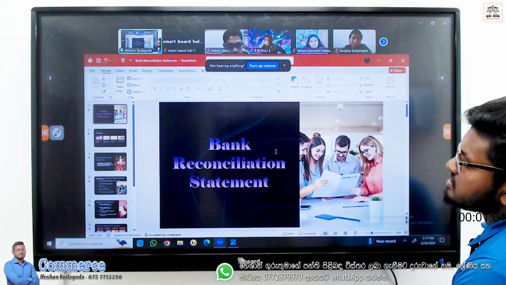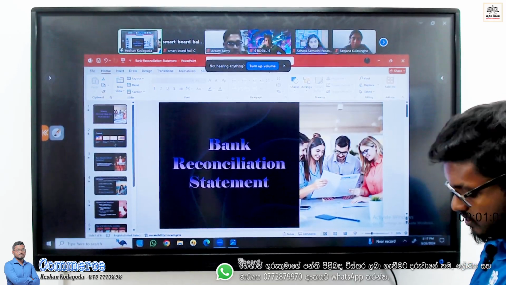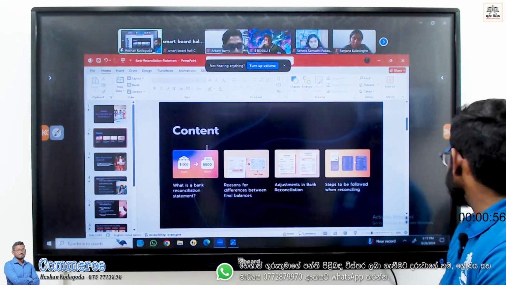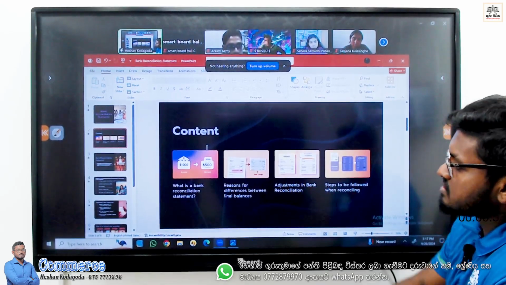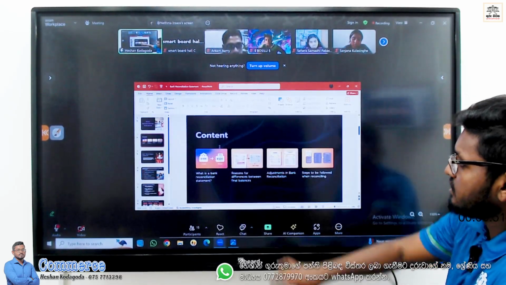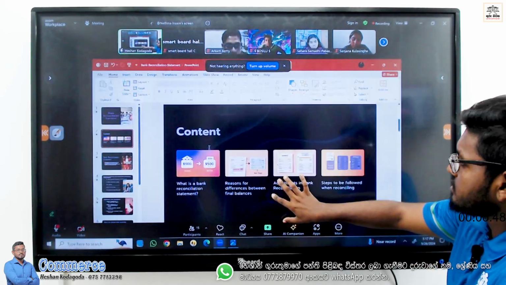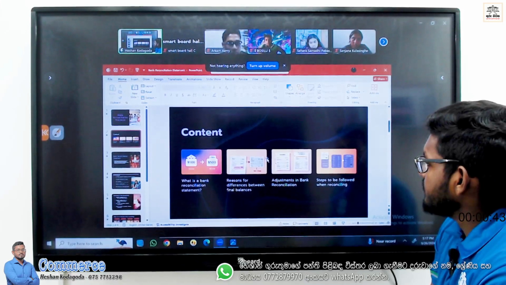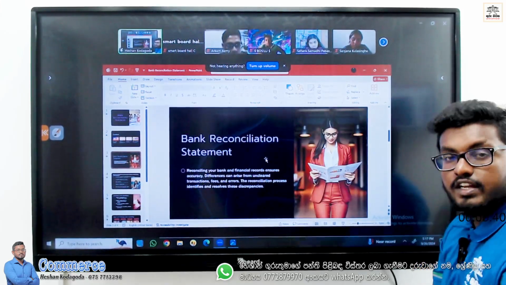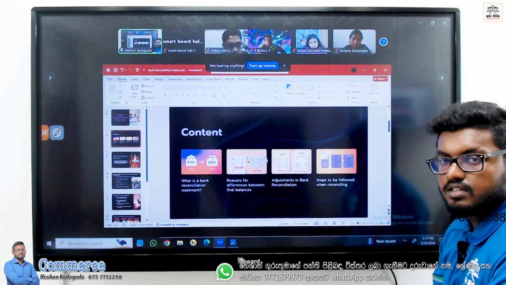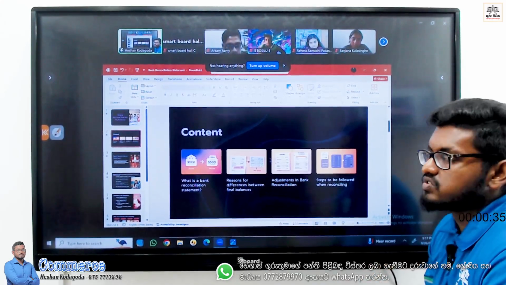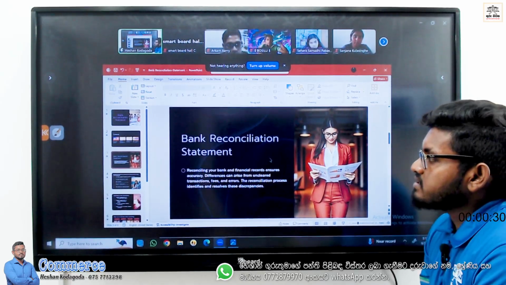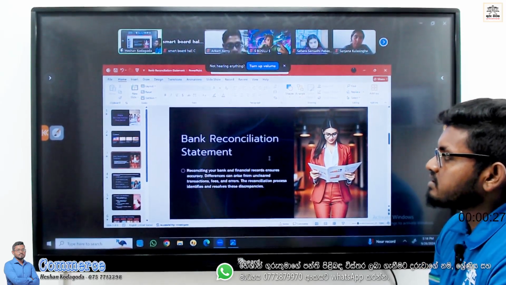So, bank reconciliation statement. First, let's move to the next slide. Content: you can see what is the bank reconciliation, reasons for the difference between final balance, and adjustment in the bank reconciliation, steps to be followed when reconciling. So this is the content. When you prepare a presentation, prepare to put the outline. Okay, then let's move to the other slide. You can see the term for bank reconciliation: reconciling your bank and financial reporting.